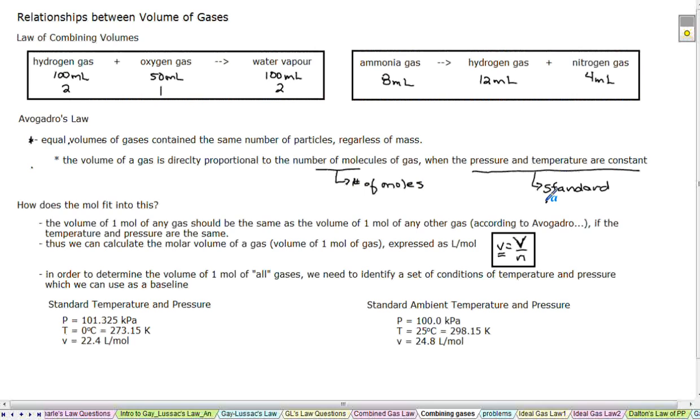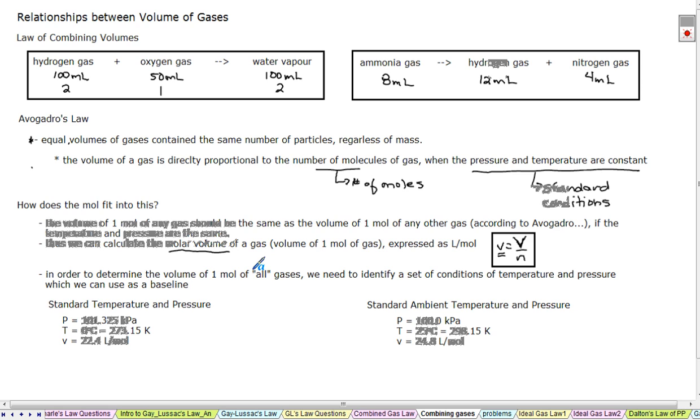Now, where does the mole fit exactly into this? Well, it turns out that the volume of 1 mole of any gas should be the same as the volume of 1 mole of any other gas, according to Avogadro, if the temperature and pressure are the same. We have a standard condition. Thus, we can calculate what we call the molar volume of a gas. It's the volume of 1 mole of a gas, and it's expressed in liters per mole. So we see the small v here, that would be the molar volume.